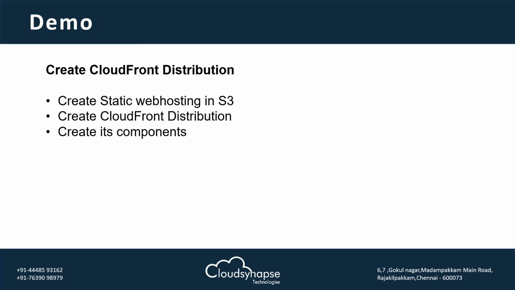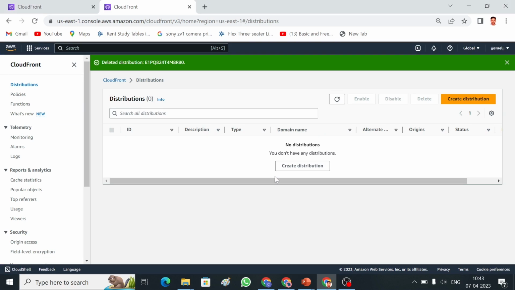So in this demo, in a previous video we showed how to create static web hosting. For this, I'm going to use that static web hosting, and then create a distribution, and I'm going to show you what the components in CloudFront are. So without wasting time, let me get into the AWS console. This is my AWS console.